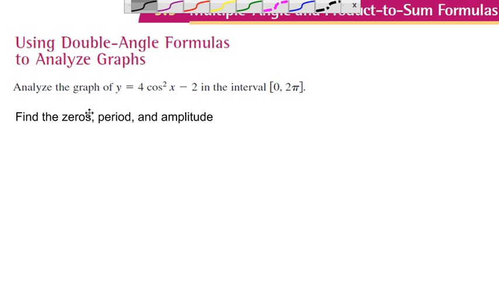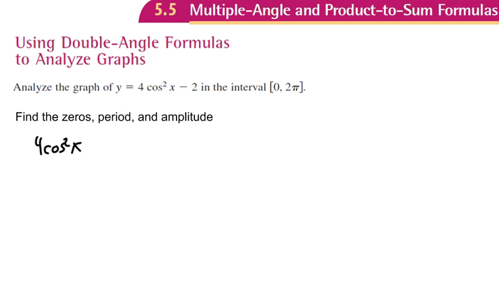If you're going to find the zeros of any graph, we always set y equal to 0. So I'm just going to say 4 cosine squared of x minus 2 equals 0. I'm going to set my equation equal to 0 and find my zeros. I want to know, where does this graph cross the x-axis here?